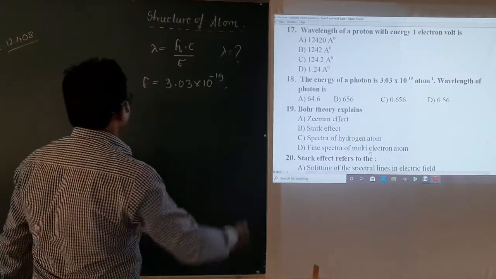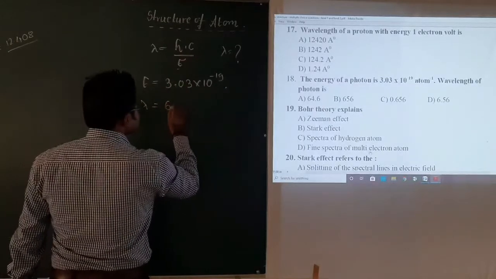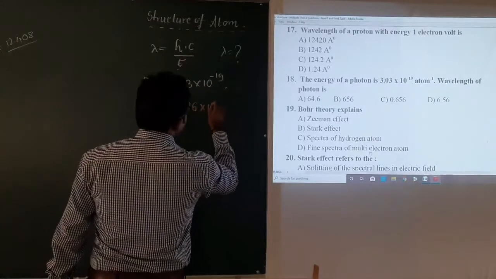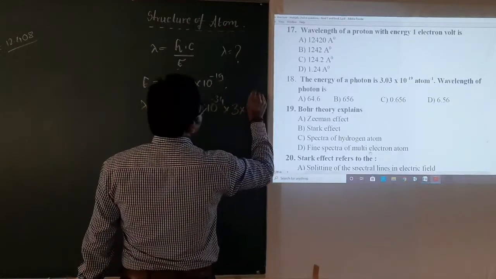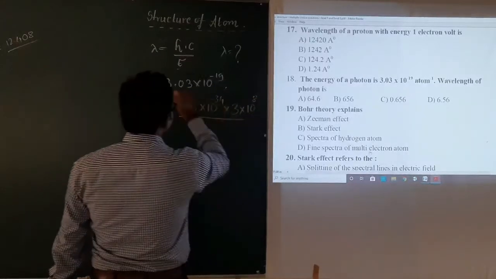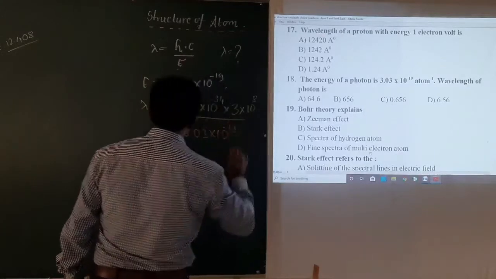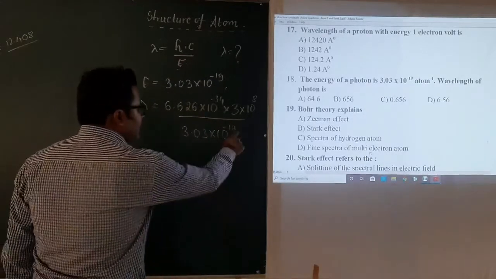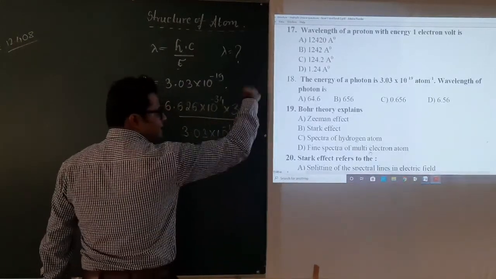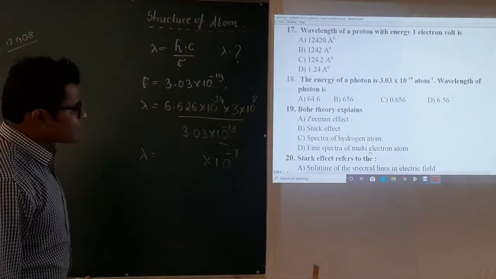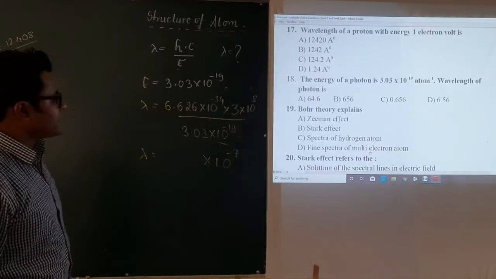So what we are going to have here is lambda is equal to h, 6.626 into 10 raised to minus 34 into 3 into 10 raised to 8, the whole thing divided by 3.03 into 10 raised to minus 19. So over here, again, same way, you are going to get minus 7 because of this. Minus 19 goes on the top, so it becomes plus 19, plus 8, 27. 27 minus 34, you will get over here a minus 7.